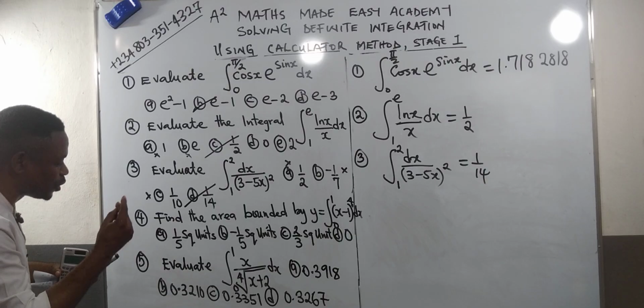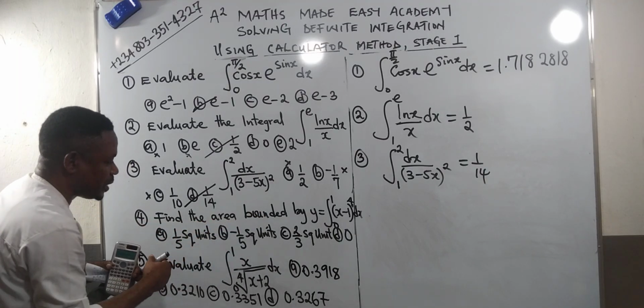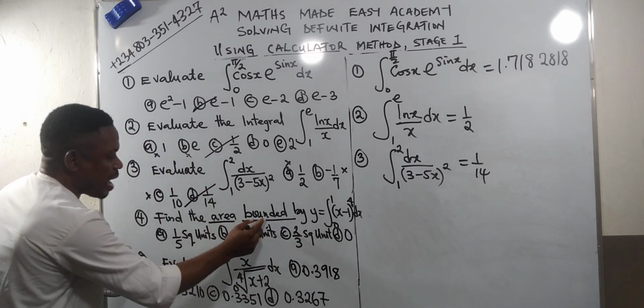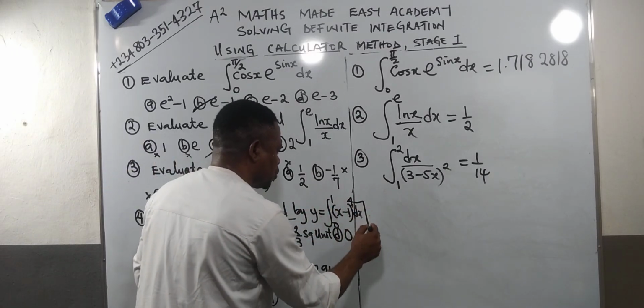Can we migrate to the fourth question? Are you with me now? What is the fourth question? Find the area bounded. Oh my goodness, watch. Area bounded. It is still a definite integration. I want you to watch.